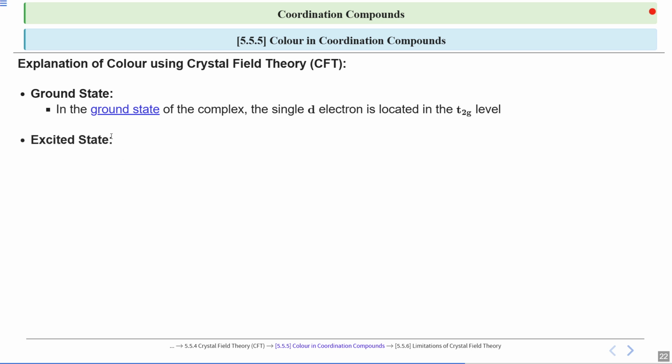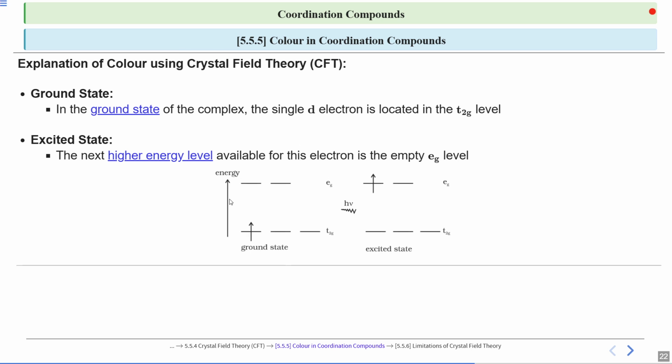In the excited state, the next higher energy level available for this electron is the empty eg level, because the electron is already in the t2g level. The next available level is the empty eg level, which has higher energy than the t2g level.